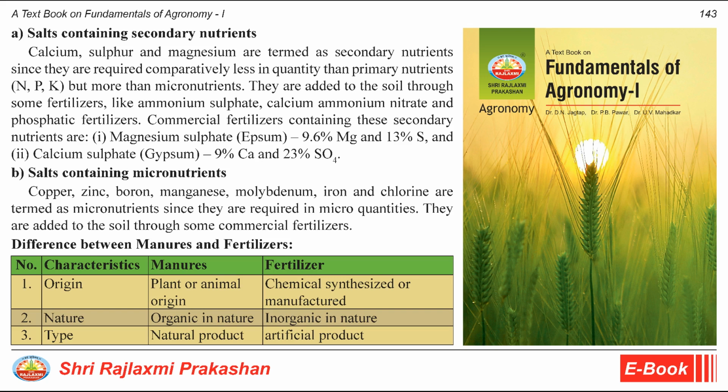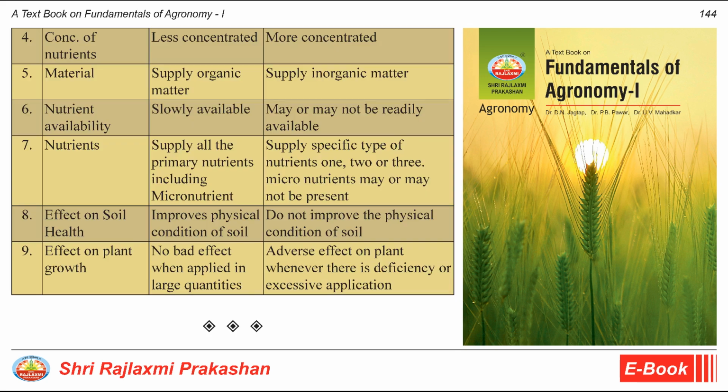Difference between manures and fertilizers. Characteristic number 1, origin: manures are of plant or animal origin; fertilizers are chemically synthesized or manufactured. Characteristic number 2, nature: manures are organic in nature; fertilizers are inorganic in nature. Characteristic number 3, type: manures are a natural product; fertilizers are an artificial product. Characteristic number 4, concentration of nutrients: manures are less concentrated; fertilizers are more concentrated.